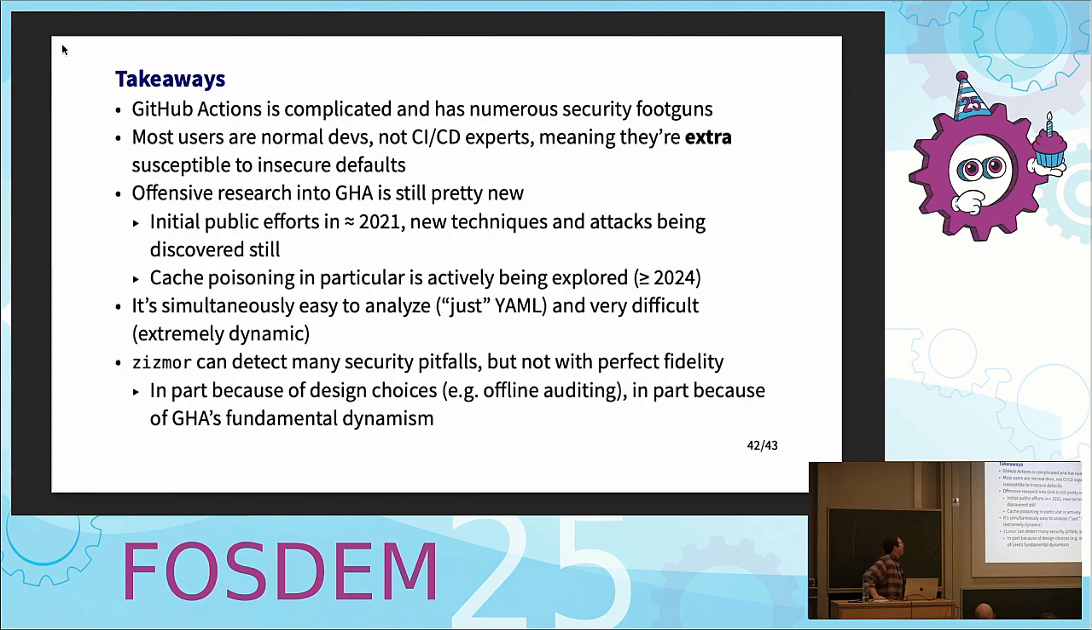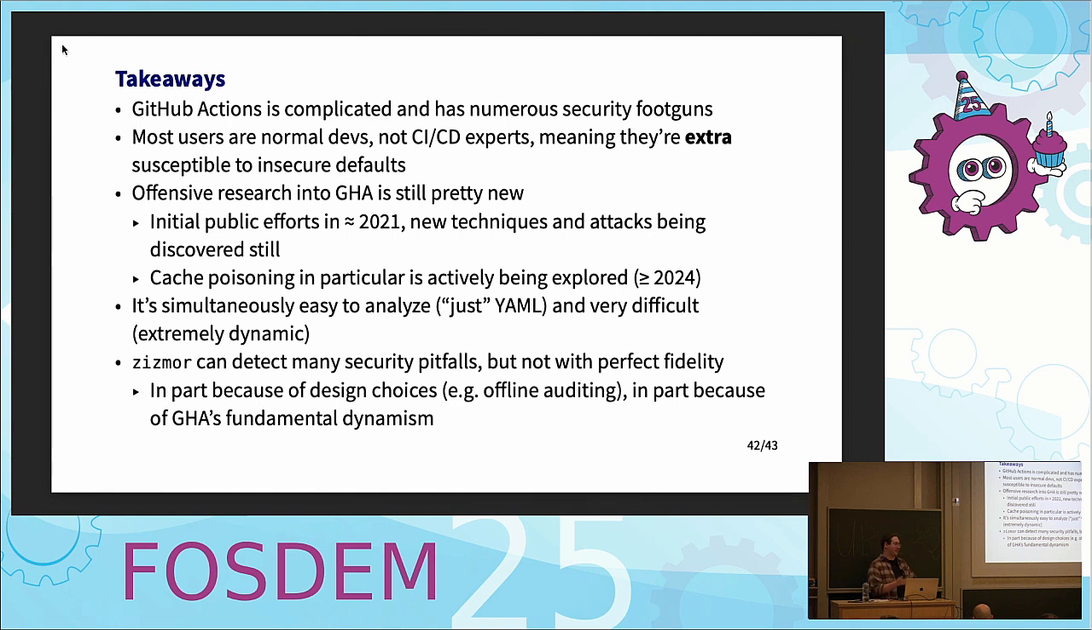Okay, takeaways. Stuff's complicated, has numerous security footguns, and most users are normal devs, and they should not be expected to know these things. You shouldn't have to know that GitHub has no permission separation between branches to use caches securely, meaning that they're extra susceptible to insecure defaults. Moreover, offensive security research into GitHub Actions is still pretty new as a field. Really, the first visible public efforts started around 2021, and new attacks and techniques are still being discovered. For example, the cache poisoning attack was just last summer.